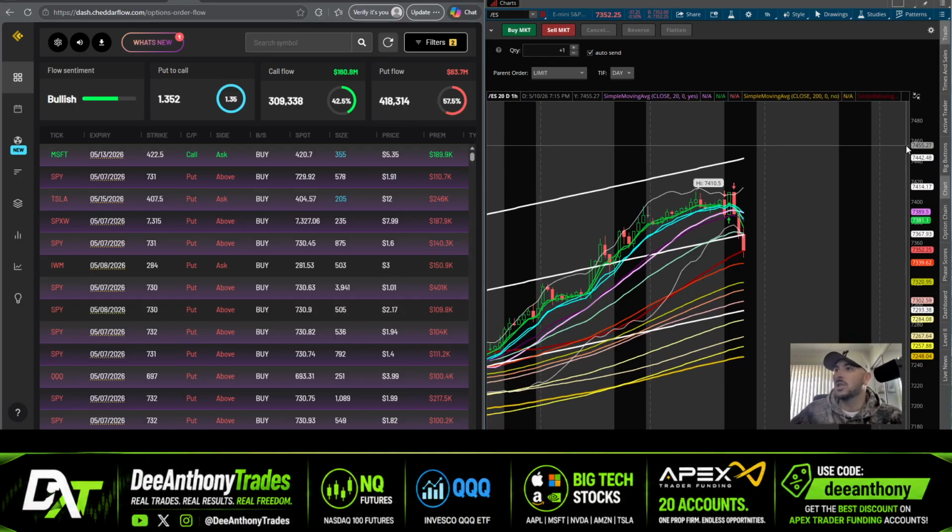Now, you can't just use options flow blindly, meaning you can't just look at this and say, well, there's a lot of flow coming in on the downside on the SPY, let me just go ahead and short whatever level. You need to have some type of supply and demand levels on your screen, something you can cross reference, like losing an area of demand, an area of support. That way you can use the options flow.